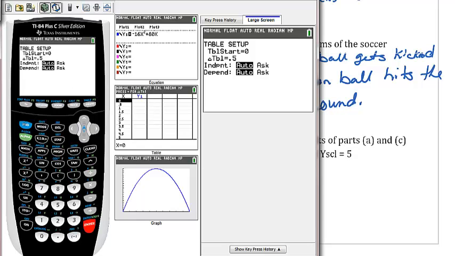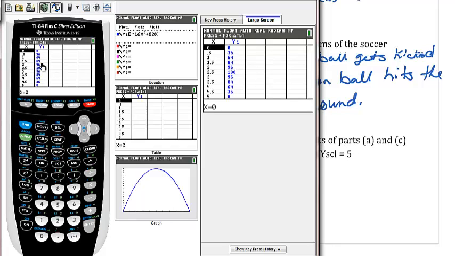Okay, so now I'm going to go back to my table. So second graph gets you back to your table, and now you see it has this table filled in. It starts at 0, it goes up by 0.5 each time, and so we have the 0.00. We have the 0.50, that's where we said our intercepts were, so we got that correct.